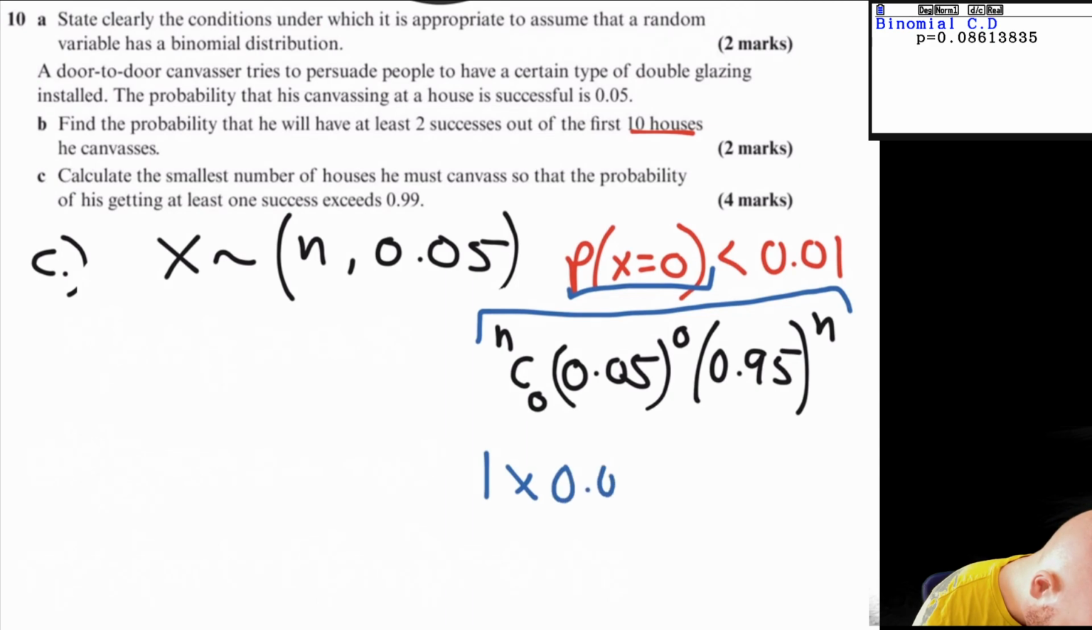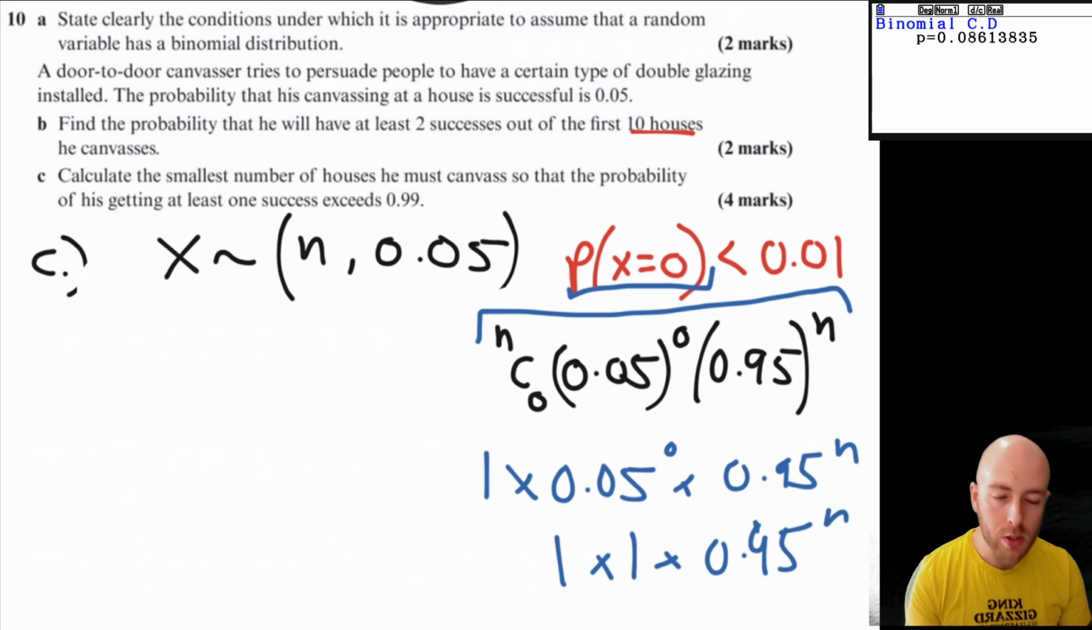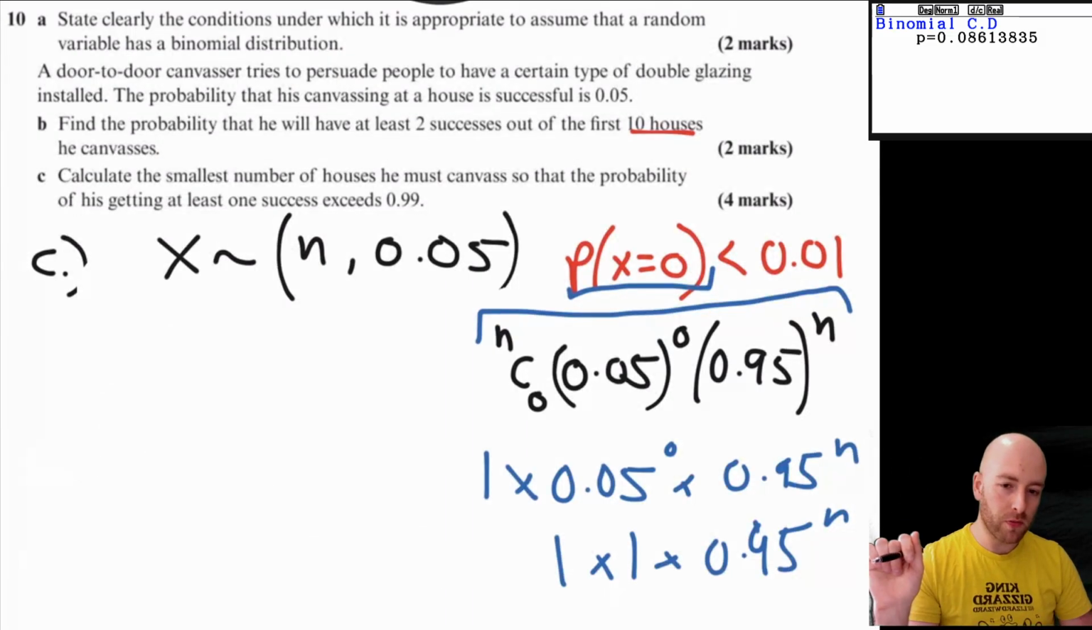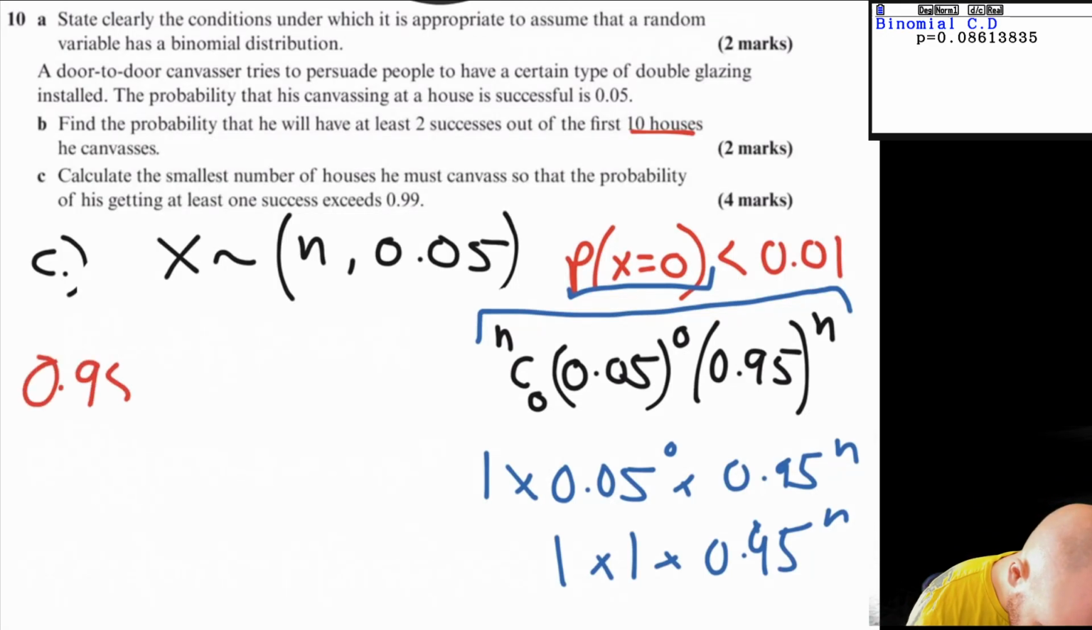times 0.05 to the 0. Anything to the 0 is also 1, times by 0.95 to the n. So you get 1 times 1 times 0.95 to the n. So my probability X is 0 is 0.95 to the n. So you can take it over here and say 0.95 to the n is less than 0.01.